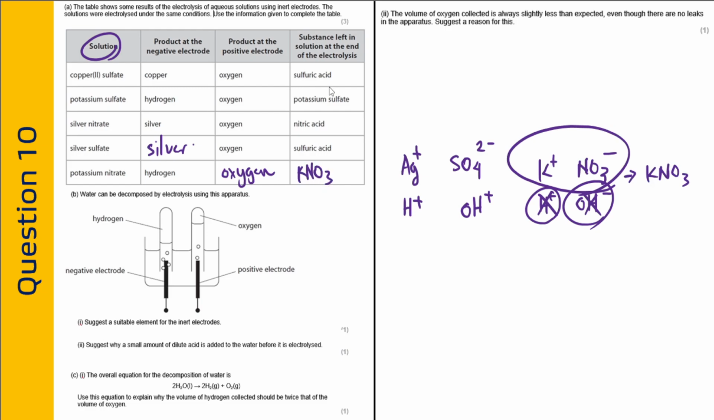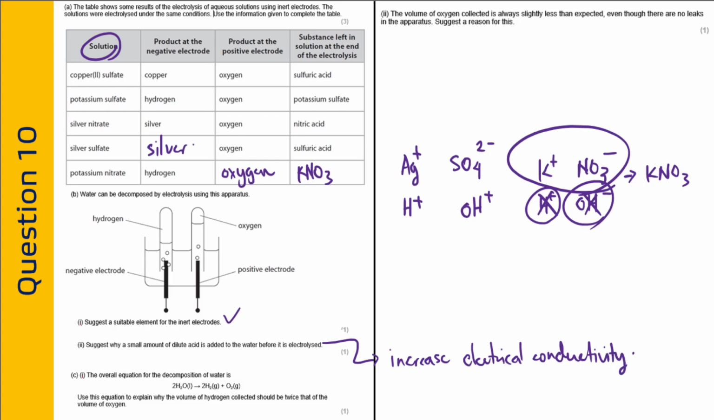So write this in what? Potassium nitrate. Suggest a suitable element. You know that this should be graphite. Why should you add a small amount of dilute acid? So why do we add a small amount of dilute acid? It is to increase the electrical conductivity of our electrolytes.